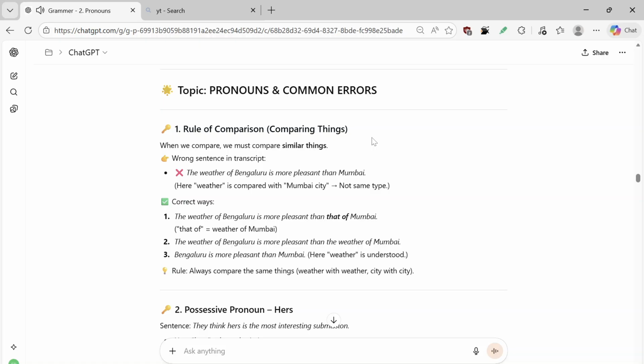Topic: pronouns and common errors. One: rule of comparison. When we compare, we must compare similar things. Wrong sentence in the transcript: "The weather of Bengaluru is more pleasant than Mumbai." Here, weather is compared with the city Mumbai, which is not the same type. Correct ways: one, "The weather of Bengaluru is more pleasant than that of Mumbai," where "that" stands for the weather. Two, "The weather of Bengaluru is more pleasant than the weather of Mumbai." Three, "Bengaluru is more pleasant than Mumbai," where weather is understood. Rule: always compare the same things: weather with weather, city with city.